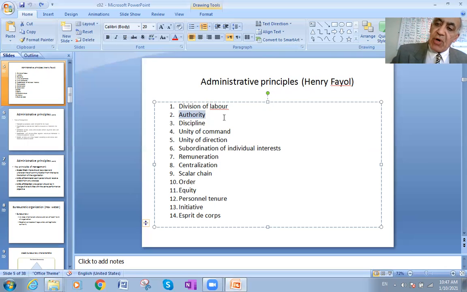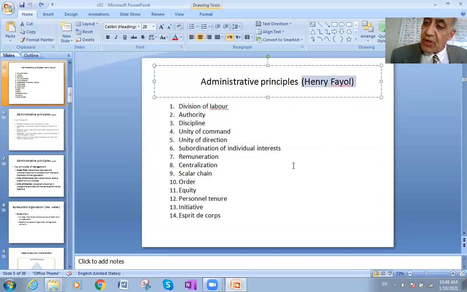So the more you go up in the organizational structure, the more the authority will increase and the responsibilities also will increase. So authority and responsibility are inseparable. You cannot separate them. Discipline: he said, I'm talking about Henry Fayol, everything should be in order. Everything should be in a good system.